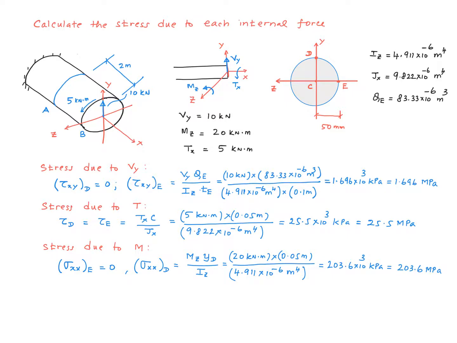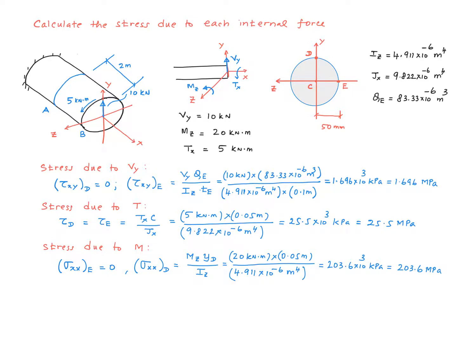And here is my calculation for the shear stress due to the shear force Vy, and here is the calculation for the stress due to the torque T, and here is the calculation for the stress due to the bending moment M. We know the shear force produces a shear stress, and the direction of the shear stress is going to be in the y direction, vertically up, the same direction as the shear force Vy. The magnitude of the shear stress is going to be 0 for point D because there's no capital Q for that point.